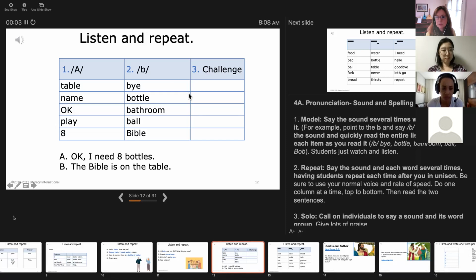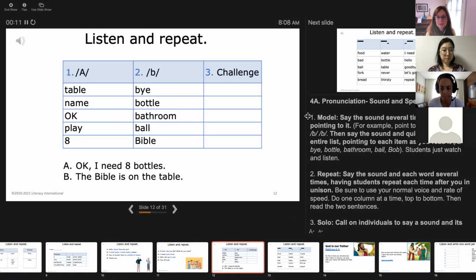And oops, did we lose somebody? I think we lost Prakash. So sometimes it's hard to get a good connection when it's raining.